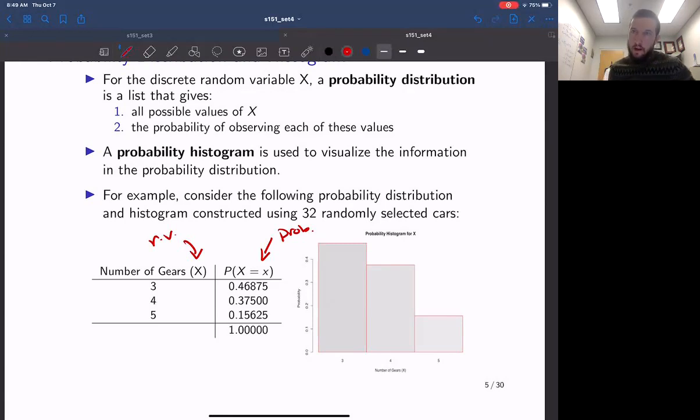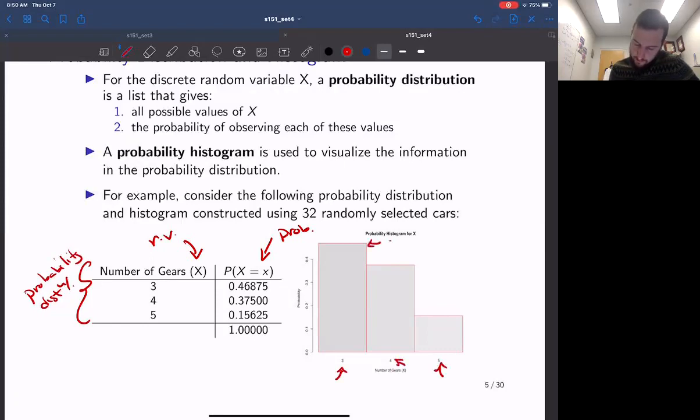Next to the probability distribution, which is this table here, I have a probability histogram. The probability histogram is constructed in the exact same way as we would build a normal histogram. The bars of the probability histogram go to the associated probability, and each bar in the histogram is labeled with the associated number of gears, right? So we have 3, 4, 5.